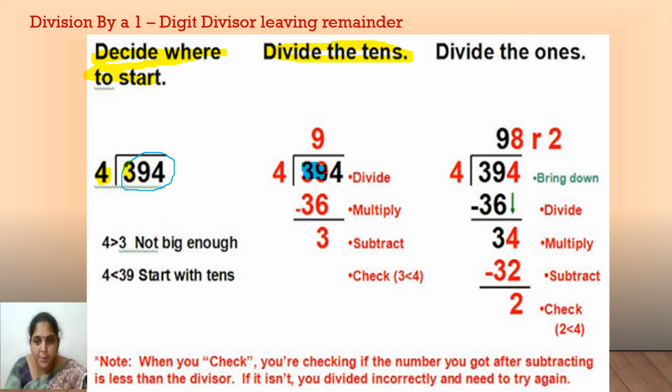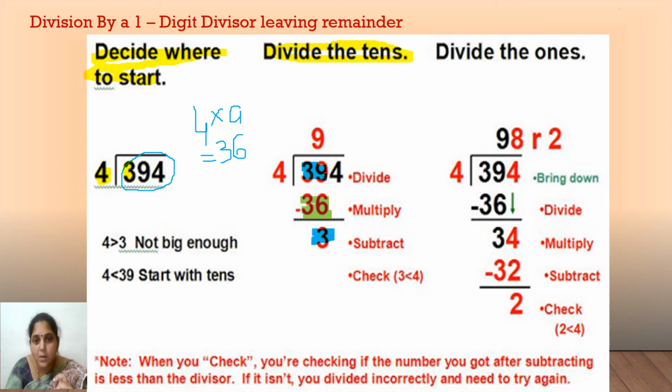So what I have to do now? I have to check which is the nearest number for 39 in the 4 table. Yes, 4 nines are 36. It means when I am multiplying 4 for 9 times, what will be my answer? My answer will be 36. So now what I have to do? I have to subtract my number 36 from 39. So when I am doing subtraction here, what will be my remainder left here? My remainder will be 3.